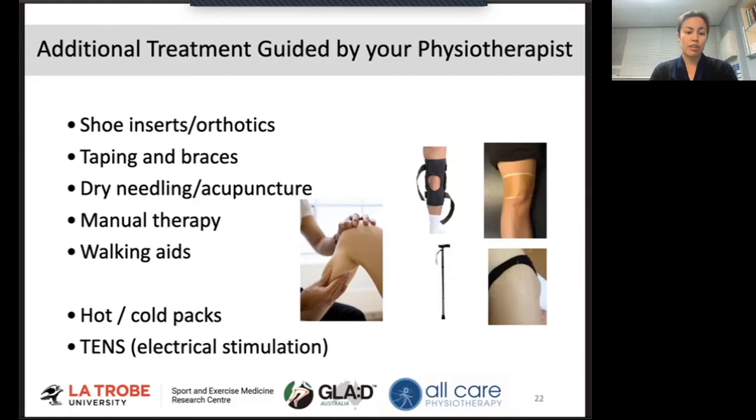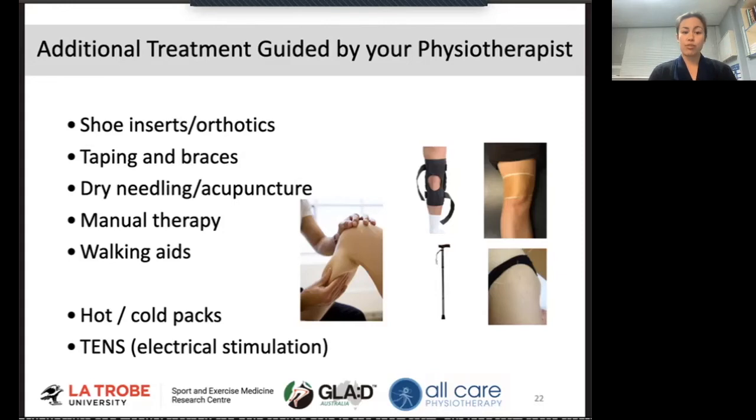Dry needling or acupuncture and manual therapy can also help reduce your pain in the short term. So can using a walking stick or a cane in the opposite hand just to decrease a little bit of the load on the joint. Additionally, hot and cold packs and TENS machines with electrical stimulation can also help to reduce pain. They're easy to use at home. And again, as I said, they can lower your pain level enough so that you are able to participate in the exercise more effectively. As I said, these treatments should never be used in place of first-line treatments, which is the education, exercise, and weight management, and they should be used in conjunction with the first-line treatments.